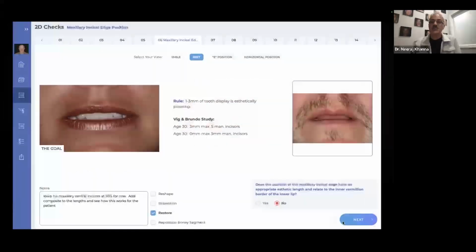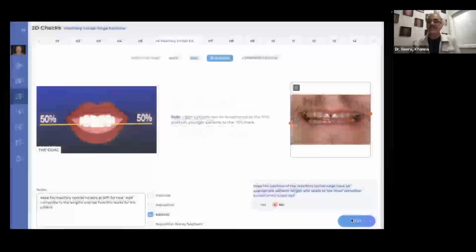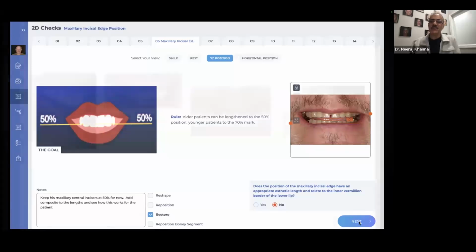Then if we continue with our maxillary incisal edge position, at the rest position he's not showing anything. But in the E-smile, David is just shy of 50%, which is right about here. So I'm going to add wax on those two central incisors to about 50% for now, and add composite to increase the length and see if that works for the patient. I'm making notations here as I go through this checklist.